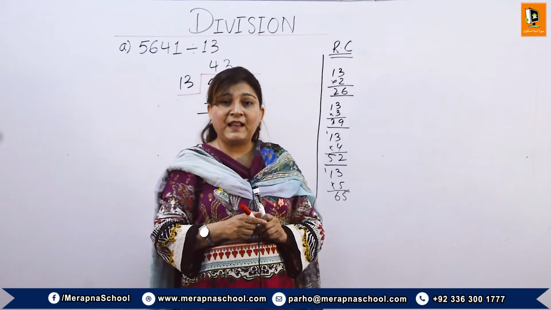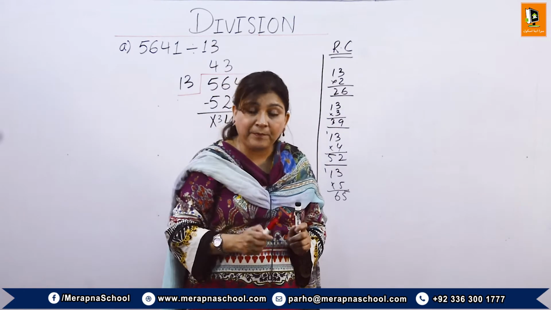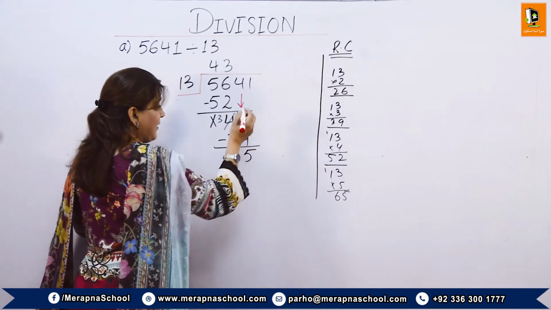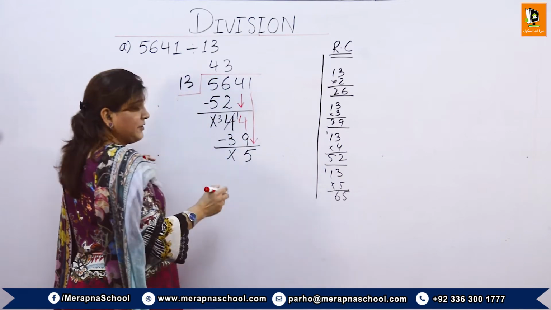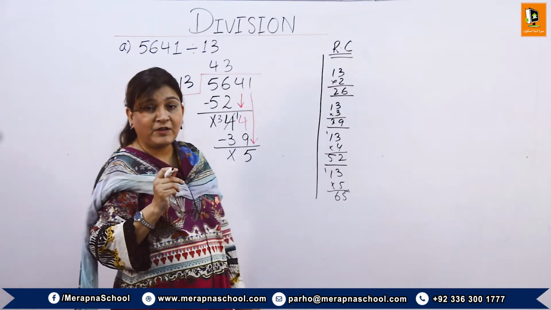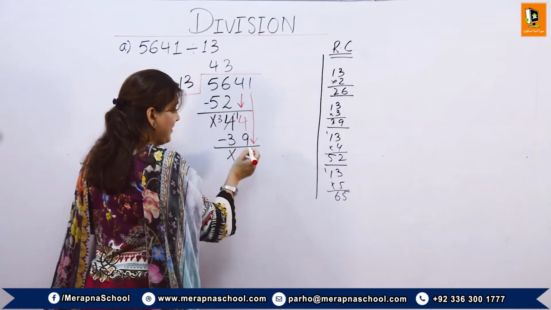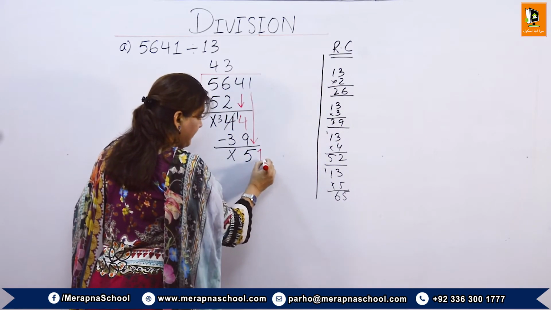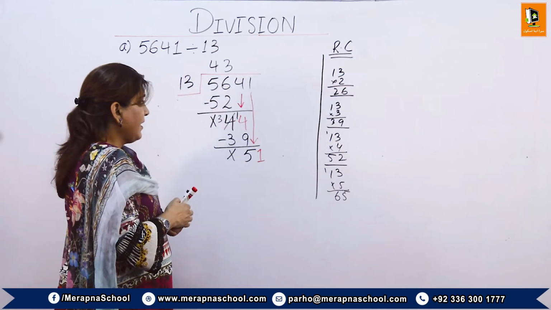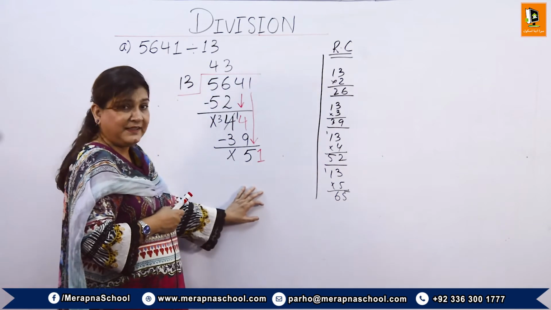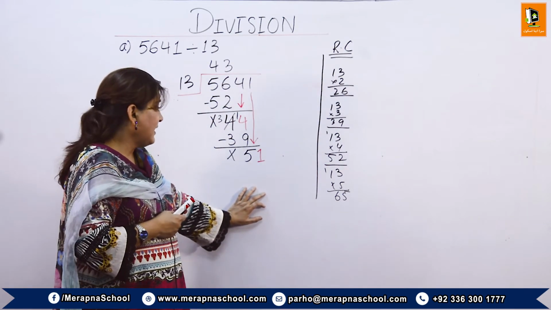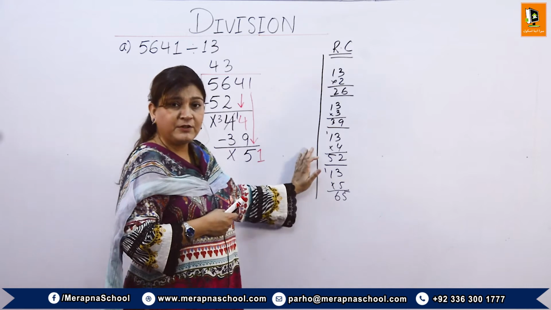Now 5 is again smaller than 13. So I copy another number. How will you copy? You can also put an arrow like I did. Put an arrow so that you remember how many numbers you are solving. How many numbers have you solved? 51.